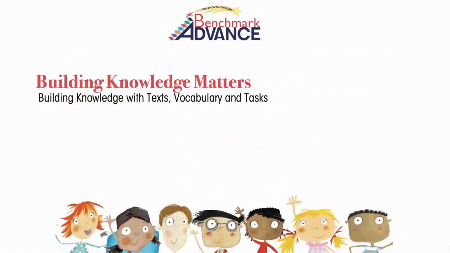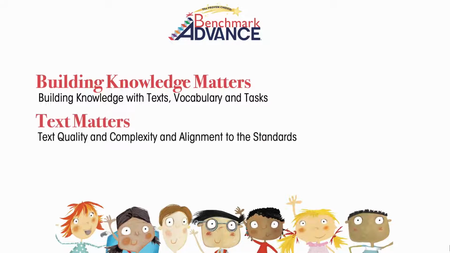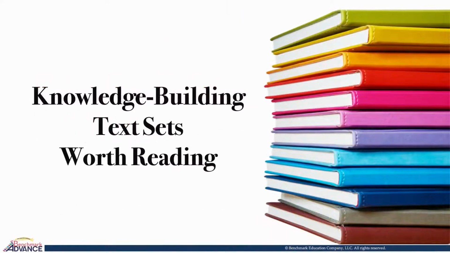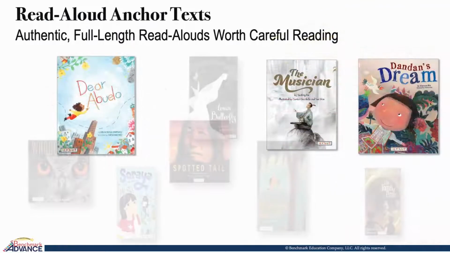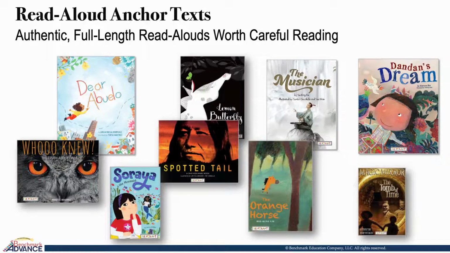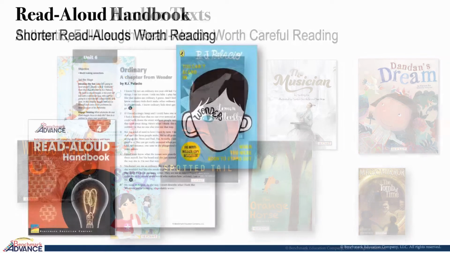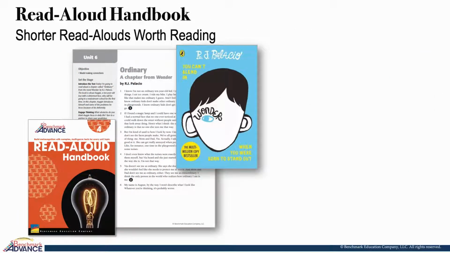Now let's talk about what we put in students' hands. The texts matter. Benchmark Advance provides text sets that are worth reading and that build knowledge and vocabulary. The ELA block begins with read-alouds to introduce the unit topic. Authentic tradebook libraries are available, and shorter, authentic texts are found in the Read Aloud Handbook.